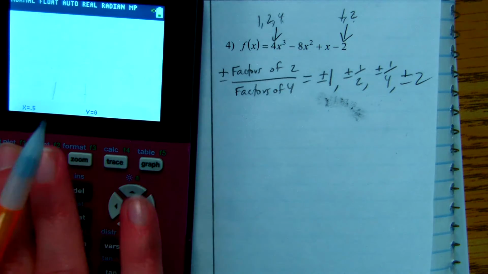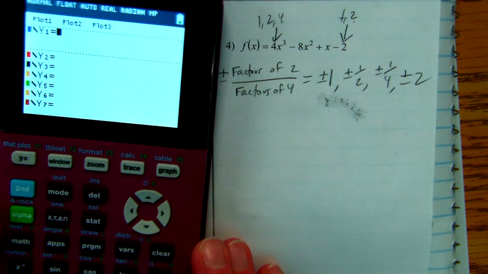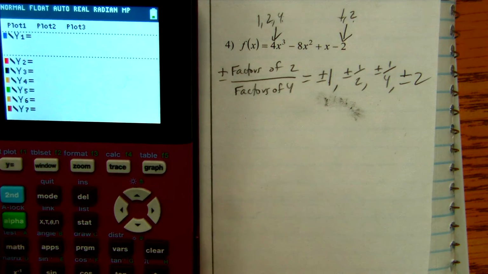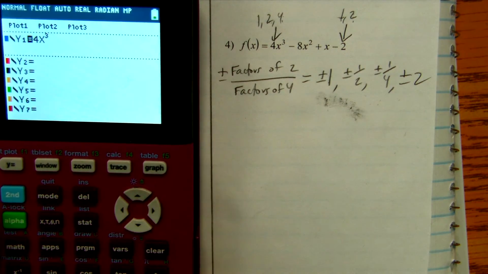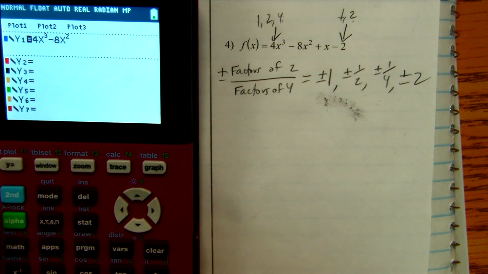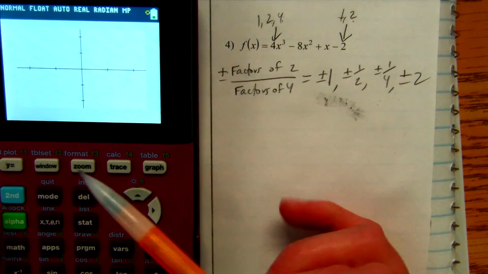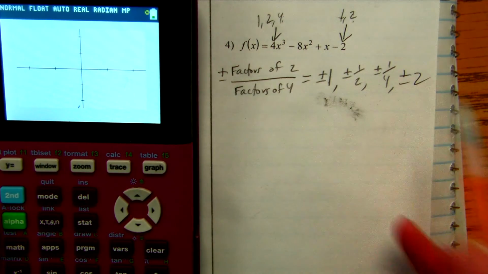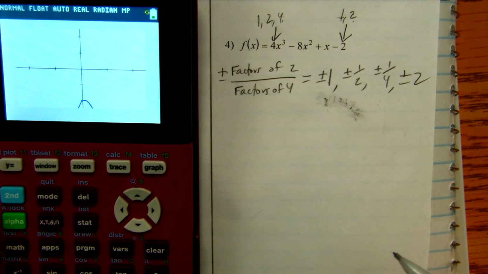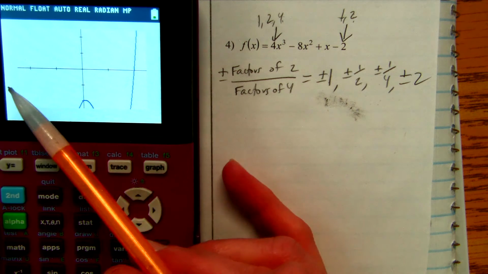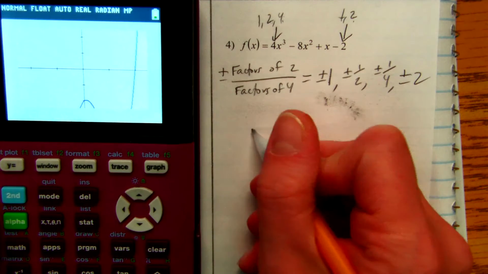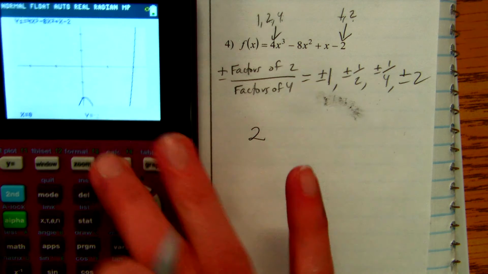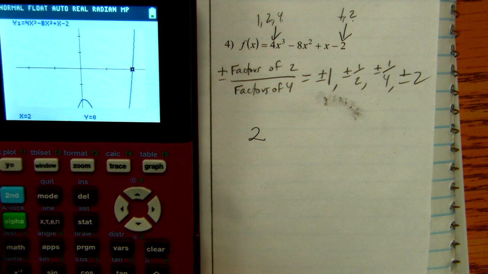So if we go into the y equals menu, we can put in our function here, 4x to the third minus 8x squared plus x minus 2. I'm still zoomed in, but I think that's okay because all of these numbers are small. And it looks like, for at least what we have right here, that it's only crossing at 2. I'm going to write that down and I'll check it. So trace, I'm going to put in 2 and see if that works.